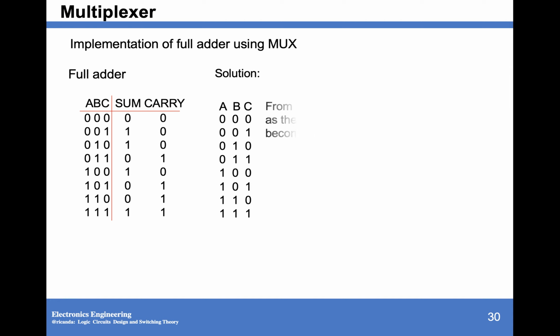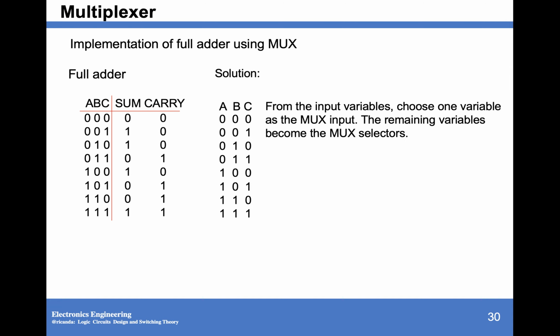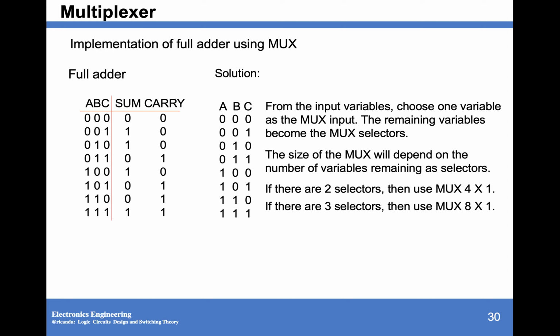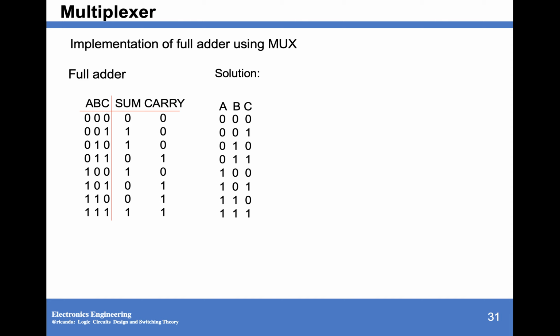So for the solution, from your input variables, we have to choose one variable as our input for your MUX, and the remaining variables will be our MUX selectors. The size of your MUX will depend on the number of variables remaining as selectors. If there are 2 selectors, then we have to use 4 by 1. If there are 3 selectors, then we have to use 8 by 1. And if there are 4 selectors, then we have to use 16 by 1.